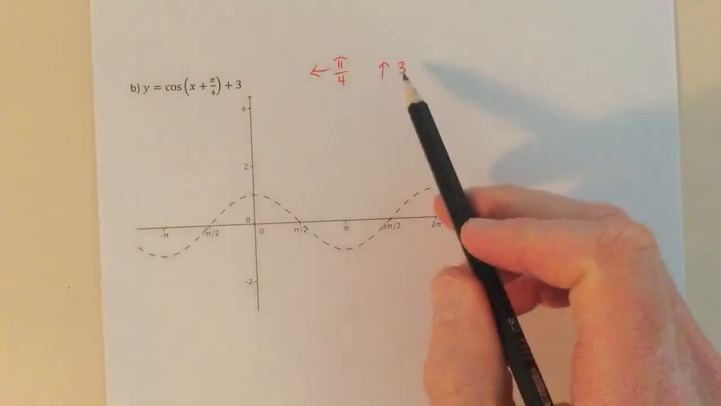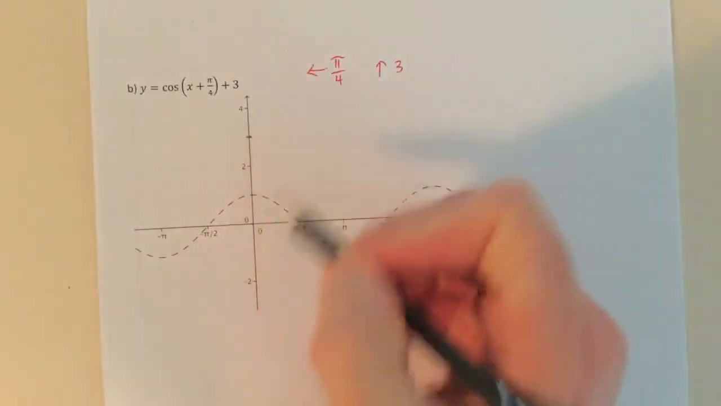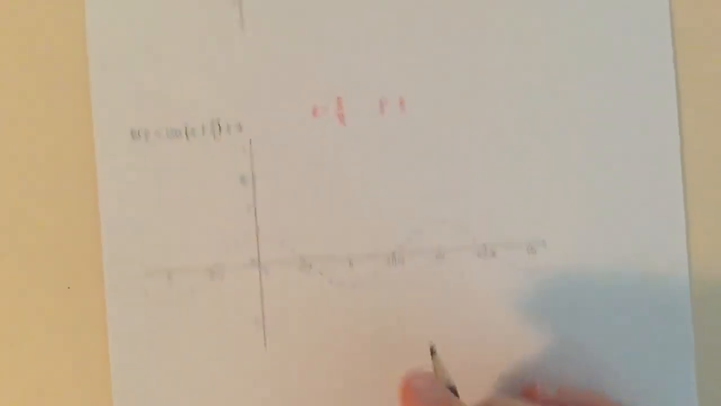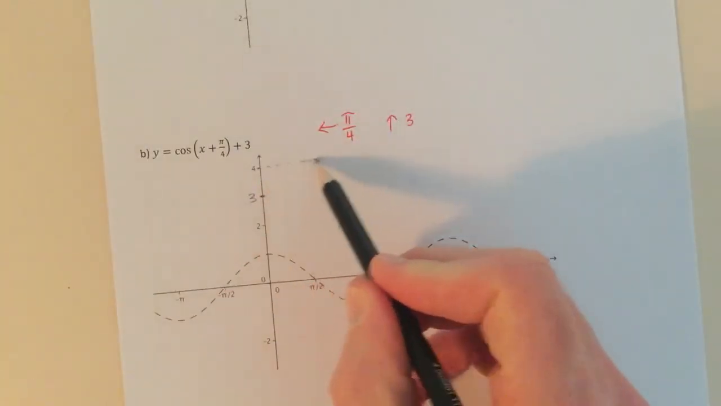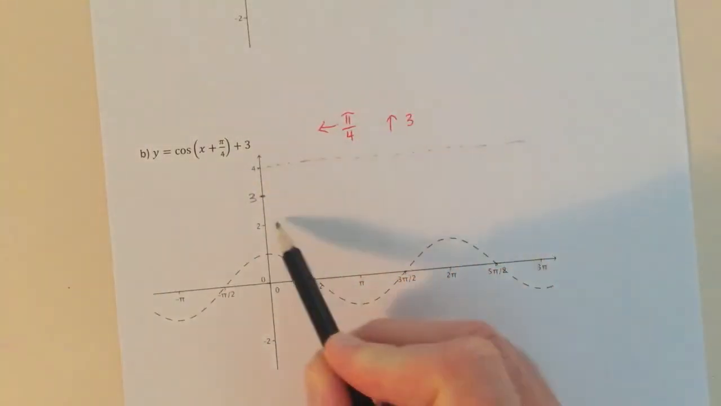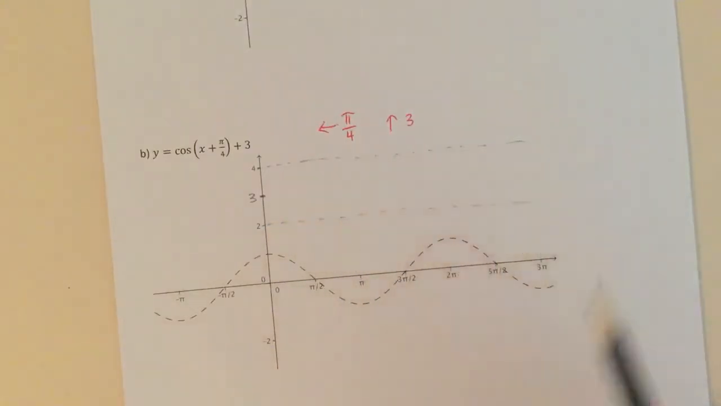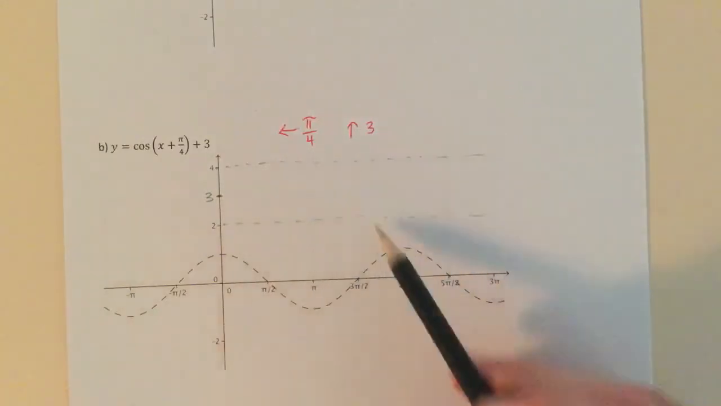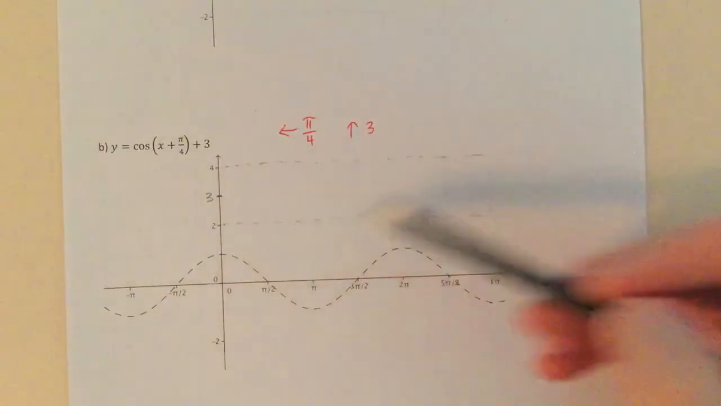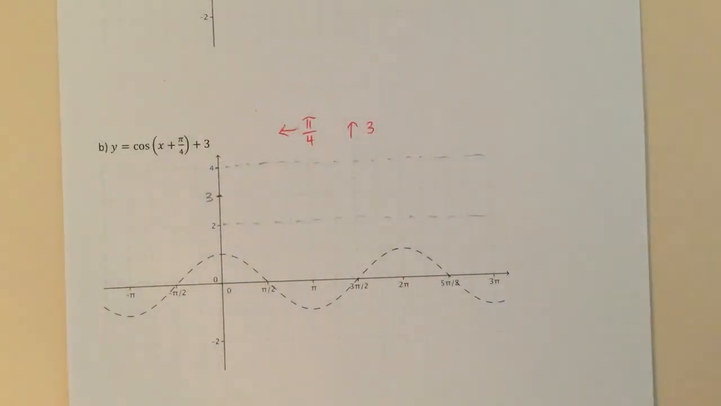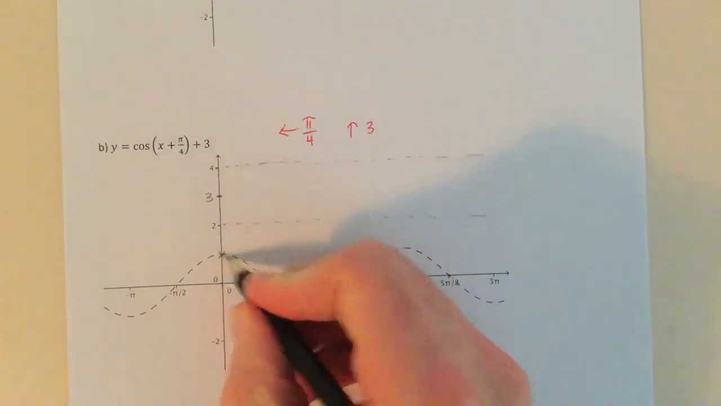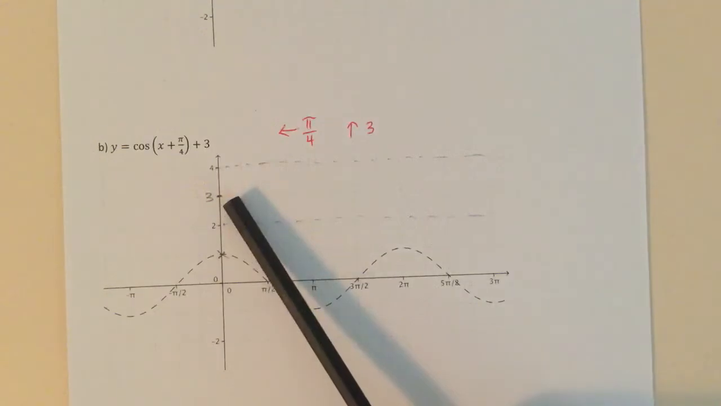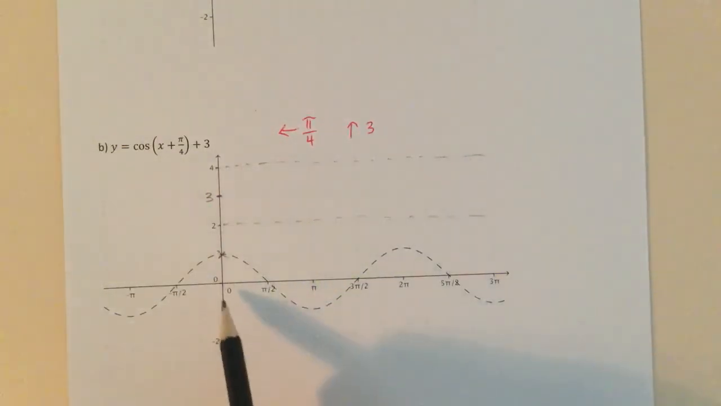The shift of 3 units up takes our mean position to y equals 3, and the amplitude's 1. Again, it's not essential, but it can make your graph a little neater: you know the whole graph is going to exist between 4 and 2 and bounce up and down between those two values. So that might be a good marker to begin with. To start with the y-intercept, it's at positive 1 originally. We're going to move it up by 3 and then left by pi on 4 units.